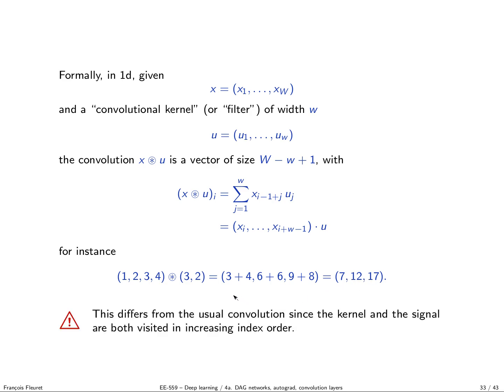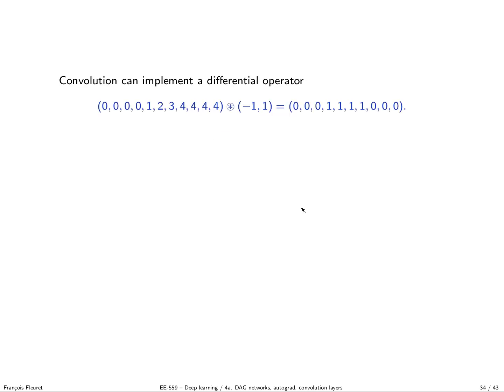A little technical detail: this differs from the usual convolution since the kernel and the signal are both visited in increasing index order. So if you are a signal processing person, you may be a little puzzled by this, because usually you would have a minus somewhere. But for convolution in deep learning, we visit the filter in the same order as the original signal.